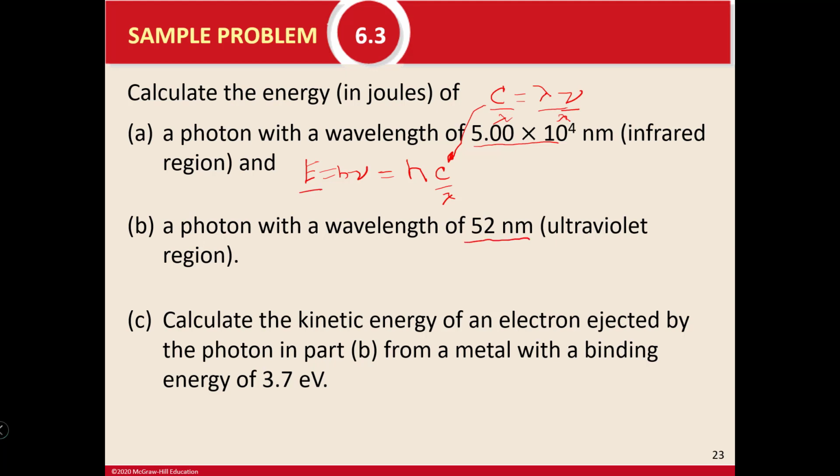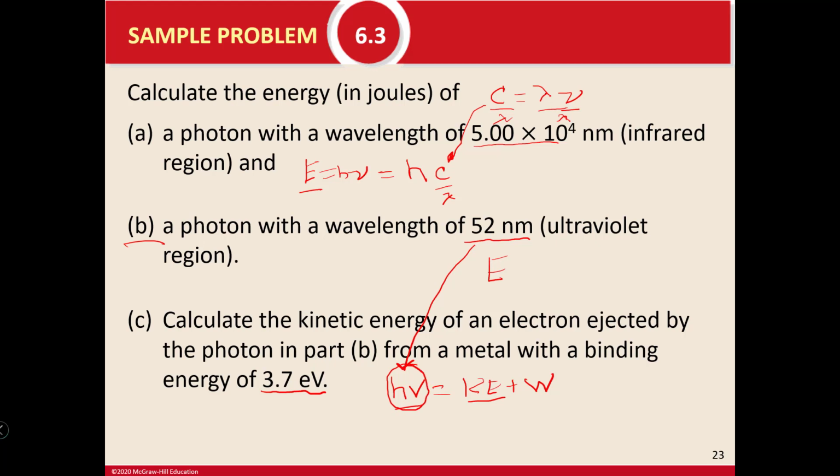Okay? And then for the last one, this is where it becomes important that you have h nu equals the kinetic energy plus the binding energy. Now we were given the binding energy, and we have to determine the kinetic energy, and we have actually calculated this part for the 52 nanometers. So once you calculate part B here, how much energy this is, you will plug that in for this value, and then you'll solve for the kinetic energy.